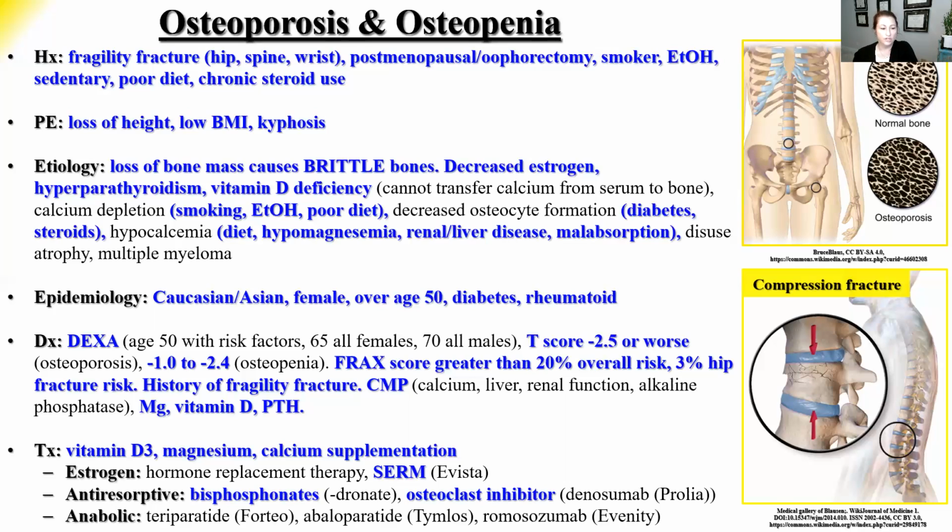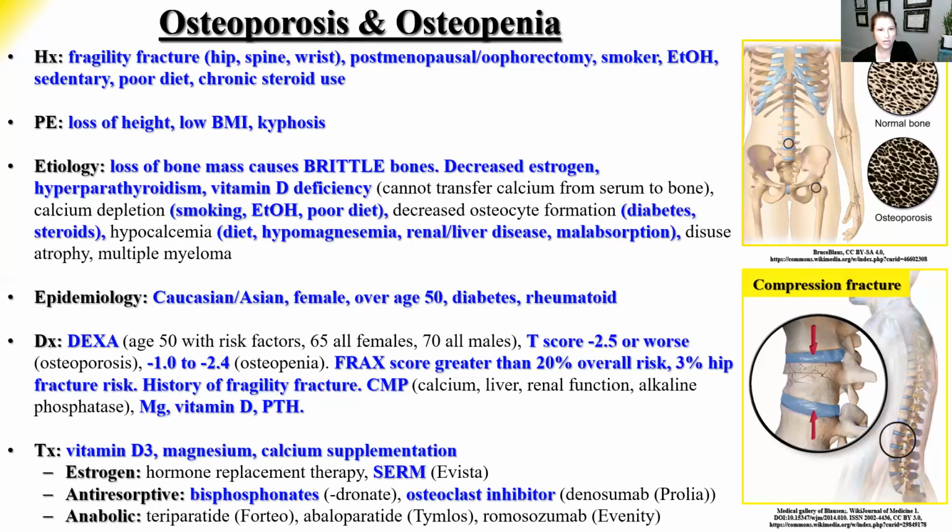There are estrogen, hormone replacement therapy has been shown to cause a decreased risk in fracture. We also have our selective estrogen receptor modulators like Evista. Anti-resorptive medications like bisphosphonates, they all end in dronate. So alendronate, ibandronate, zoledronic acid, osteoclastic inhibitors, denosumab or Prolia.